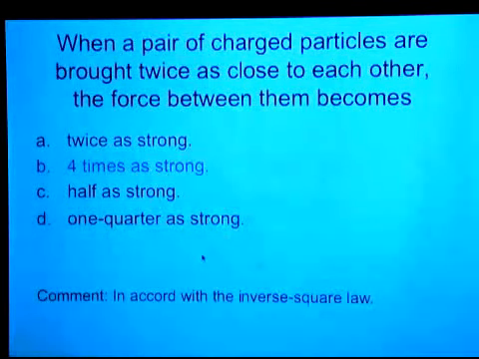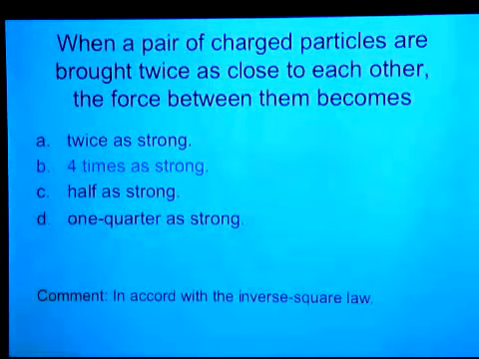You are correct. Coulomb's law is an inverse square law. I'd write it on the board at the moment, but the lights are off. Force is proportional to 1 over the distance squared. So if you cut the distance in half by a factor of 2, then the force is going to increase by a factor of 2 squared. And 2 squared is 4.